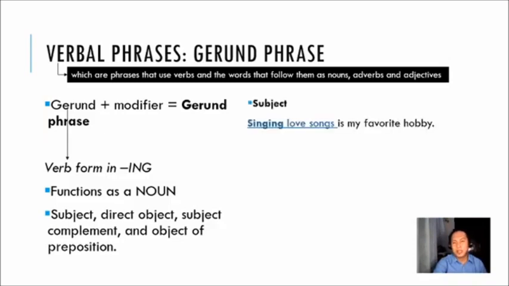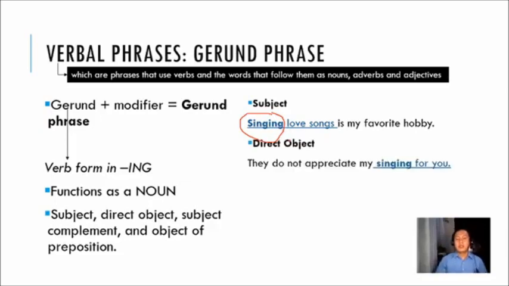Now consider these following examples. Gerund functioning as a subject. Singing love songs is my favorite hobby. You have here the gerund singing. Singing in this sentence does not function as a verb. Rather, it functions as a subject, a noun.